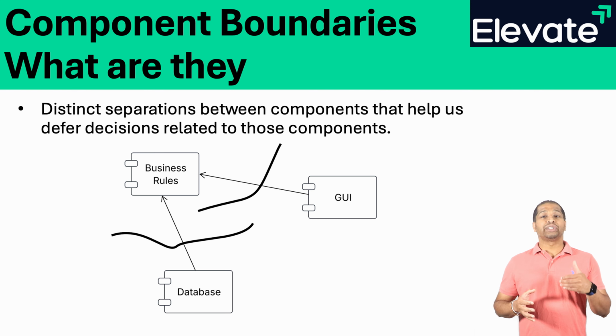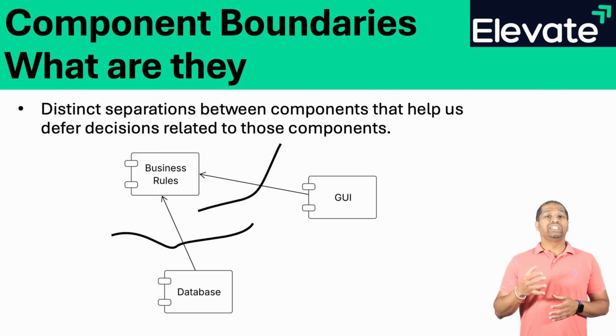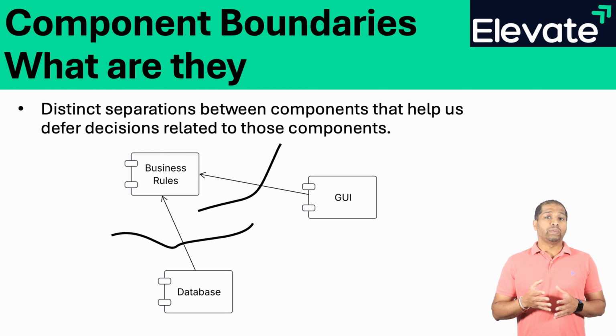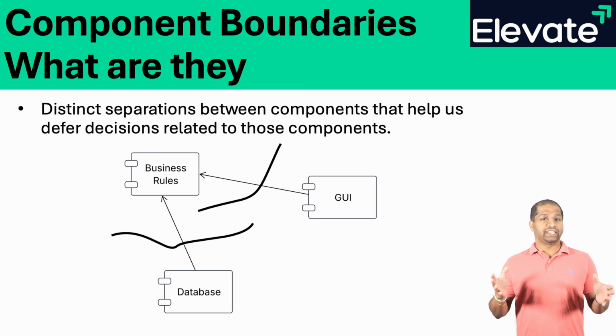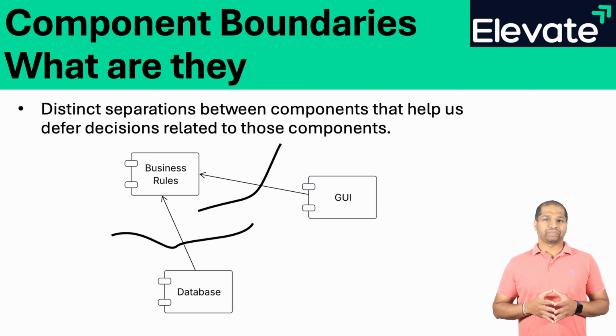For instance, as requirements evolve, we could move to a web-based GUI with relational database, a mobile GUI with NoSQL database, or even a web-based GUI with NoSQL database. As we can see, the presence of clear boundaries really helps us defer those implementation decisions to a later time.